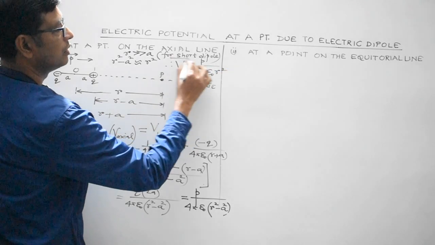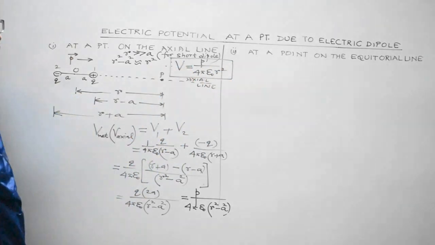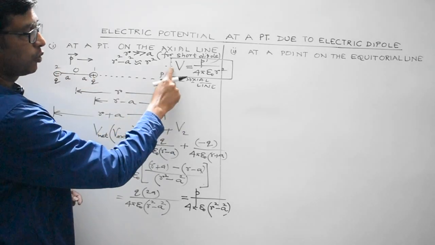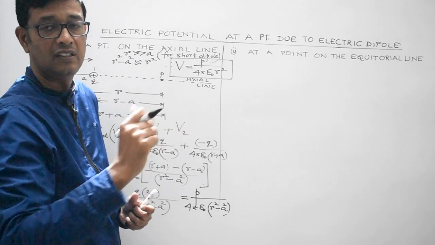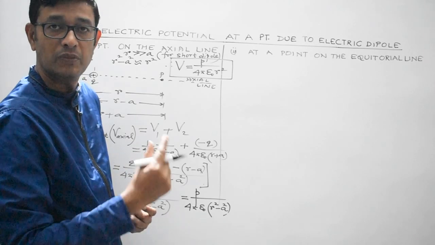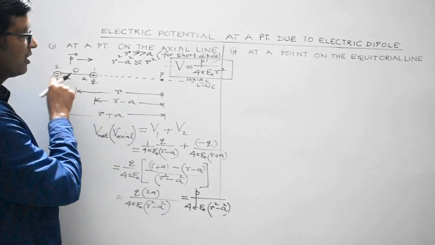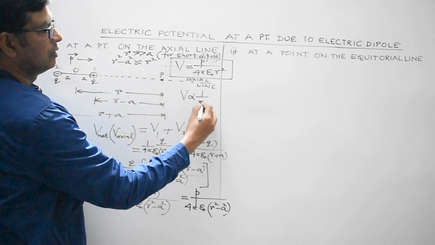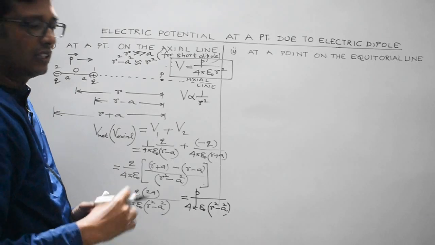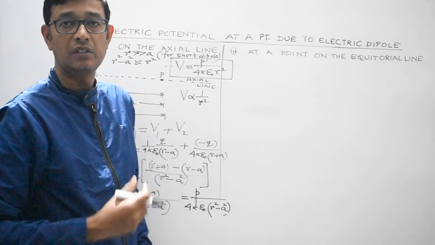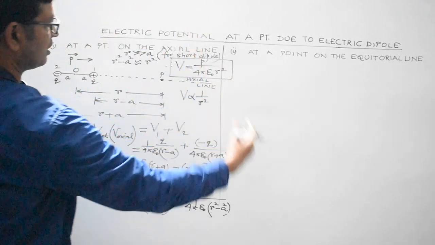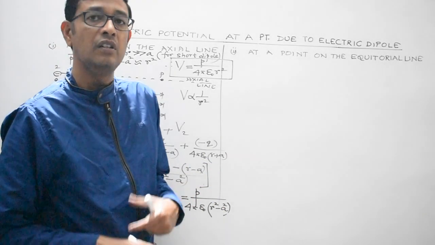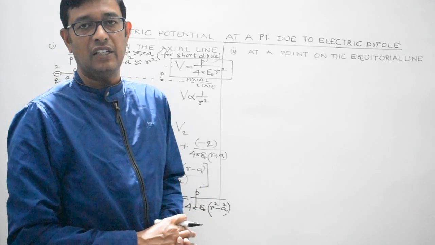So you can observe, for a point charge, potential varies inversely as the distance of the observation point from that point charge. But for an electric dipole, it varies with distance as 1 by r square. That's a very important point to be noted down. So this was the article regarding the expression for the electric potential at a point on the axial line of an electric dipole.